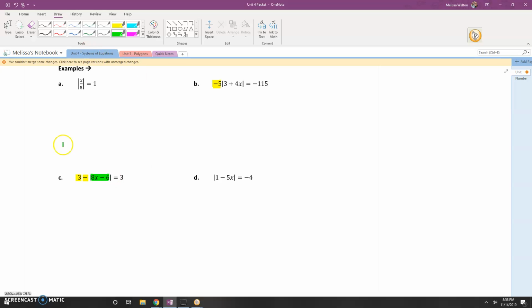Just like if this were just a 3 out in front, how do I get rid of a positive 3? I would subtract it. How do I get rid of a negative out in front? You would go ahead and divide by it. So let's go ahead and look at this one together. I have 3 minus absolute value of 8x minus 6 is equal to positive 3.